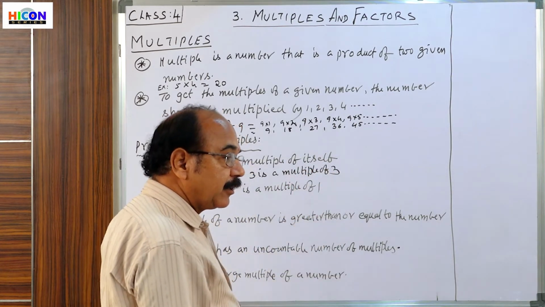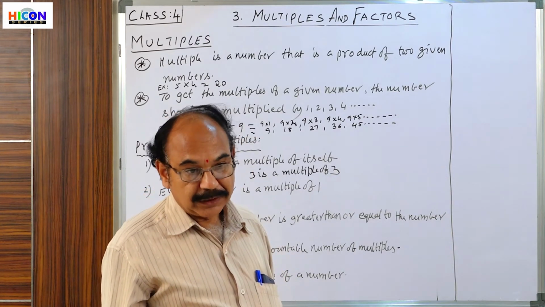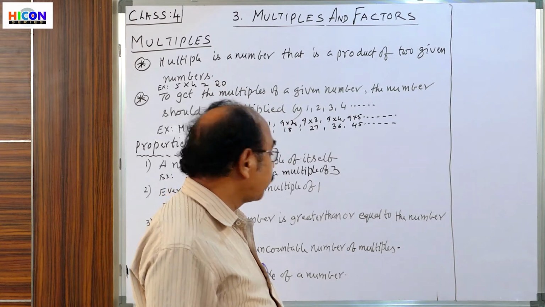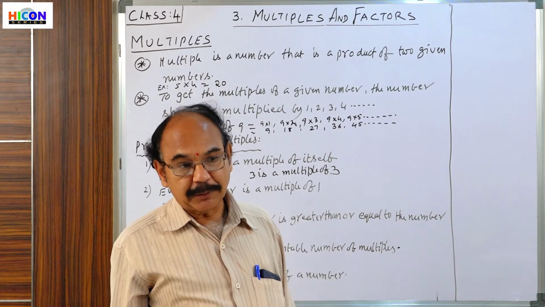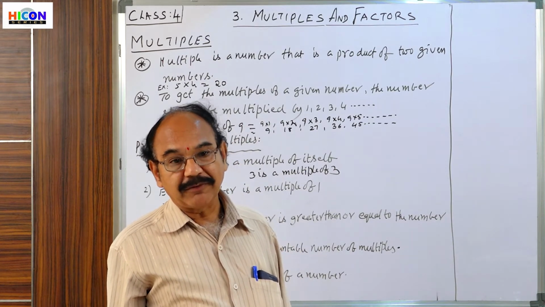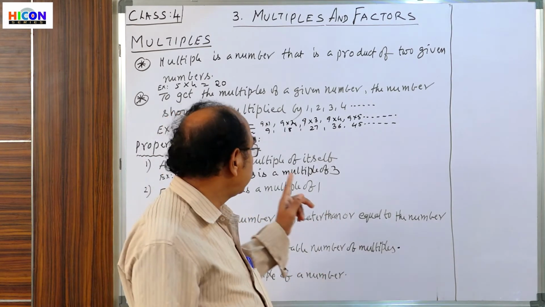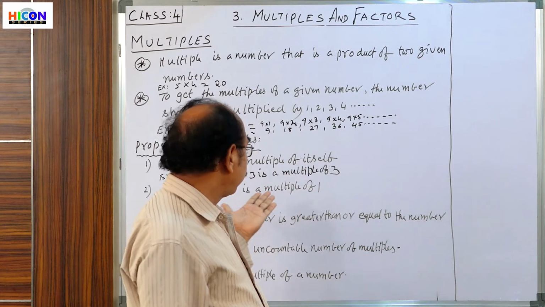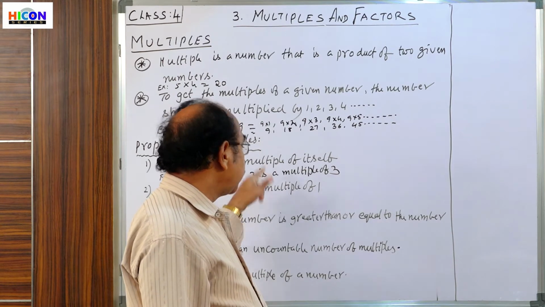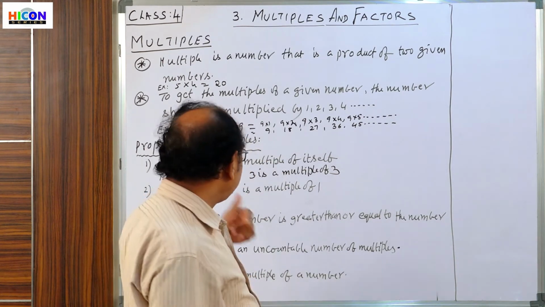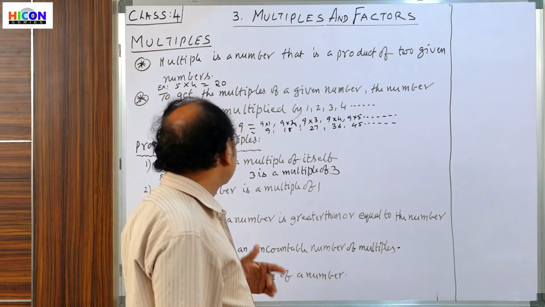Why here? If you read the 3 table, you can get 3. That's why 3 is a multiple of 3, 5 is a multiple of 5, 9 is a multiple of 9, 10 is a multiple of 10. Why? Because if you read the 3 table, 3 will come. If you read the 4 table, 4 will come. That's why a number is a multiple of itself. 3 is a multiple of itself, 4 is a multiple of 4, and so on.